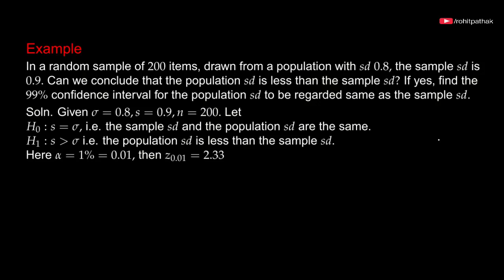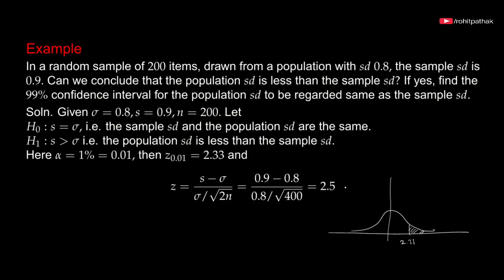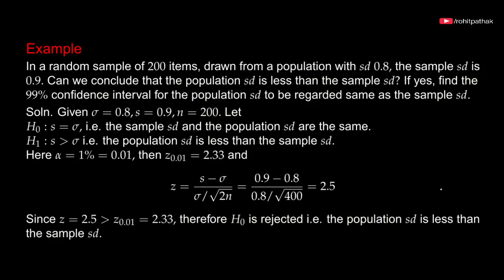Here level of significance is 1%. So corresponding value is 2.33. That means this is the critical region corresponding to this level of significance. This is 2.33, so 1% area on right hand side. This is the region of acceptance. So if we compute Z, we find that it is 2.5. This value 2.5 is falling in the critical region. Therefore, H0 is rejected. That means population standard deviation is less than the sample standard deviation.